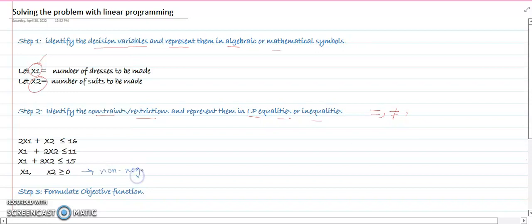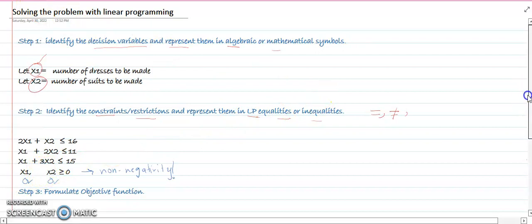Because if we are not going to put this restriction, what will happen is that x1 and x2 can be 0, but if that happens, all our hard work is going to be in vain, because we cannot suggest a company to produce 0 number of dresses or 0 number of suits. The company already wants to know how many units to produce to create a profit or maximum profit. So 0 can never drive a profit. That's why we put a non-negativity constraint on our variables.